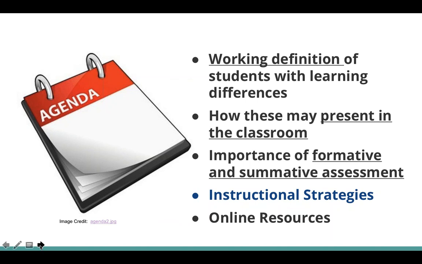All right, so some of the things that we're going to cover today are a working definition of students with learning differences, how these can present in your classroom, and the importance of formative and summative assessments. We're also going to discuss some instructional strategies that you can use in your classroom, and one that we're hoping you can walk out the door today with as a strategy to start using in your classroom tomorrow, as well as point you to some online resources where you can find more information or tutorials to set up some of the things that we discuss.